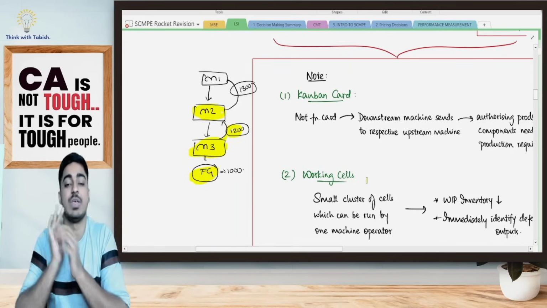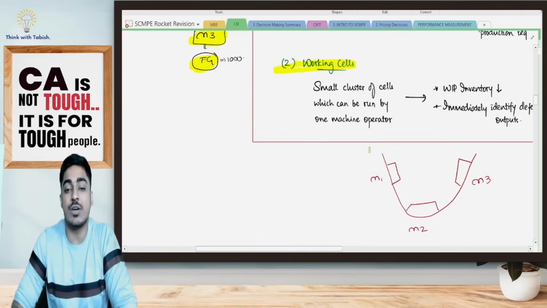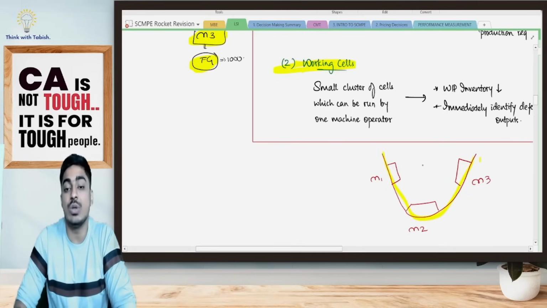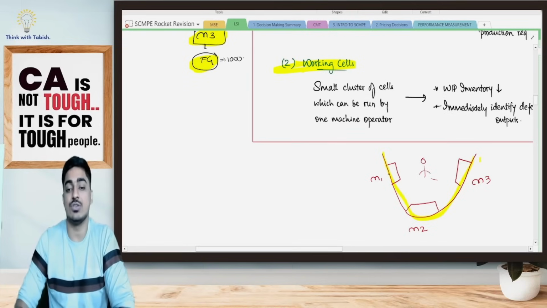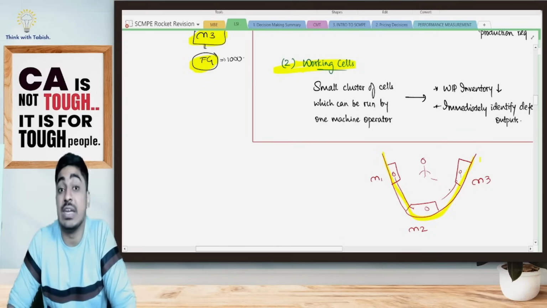Okay, then what is a working cell? It is a small cluster of machines. Generally, it will be in a U shape, which could be run by one operator. One machine operator alone can run it. So what happens is my work in progress inventory gets reduced, because he will produce the part here, take it here, produce it again, take it here. So my work in progress inventory gets reduced.